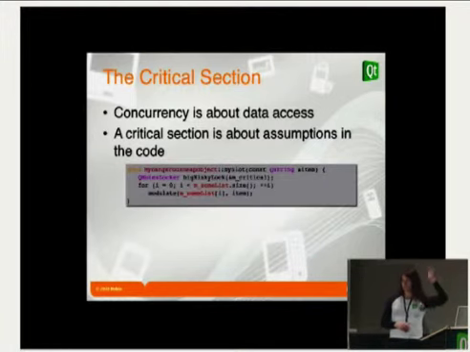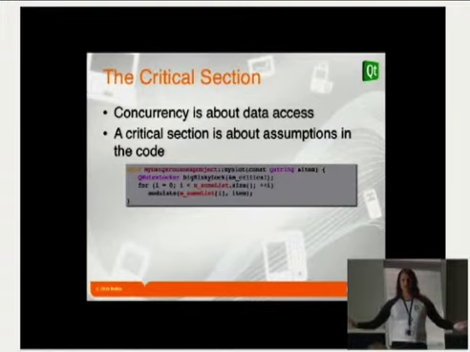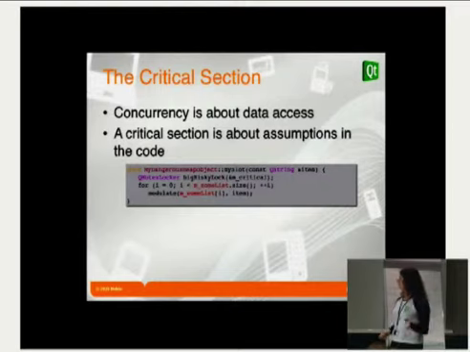This is a bit of theoretical stuff, so I'm going to really breeze over this pretty quickly. There's this critical section concept. What we've heard is true, that the concurrency problem is all about access to data. I've got one piece of data here, two threads of control are trying to access it. That's where we run into problems.